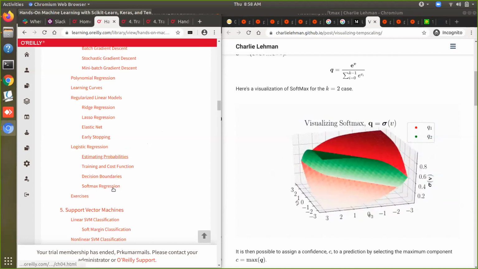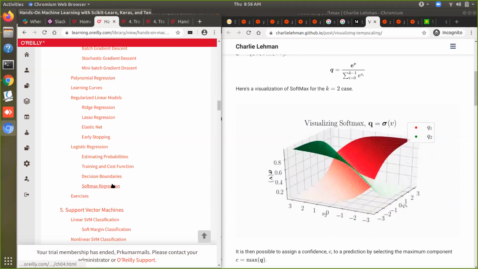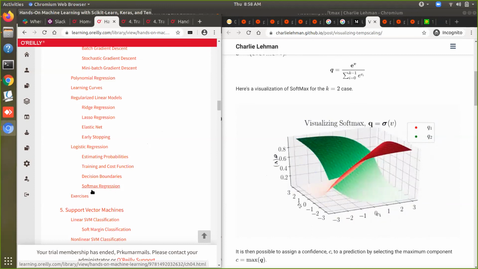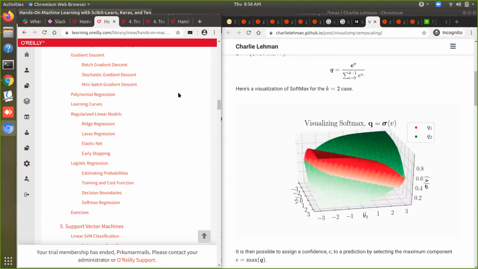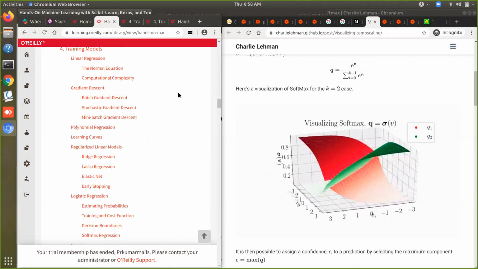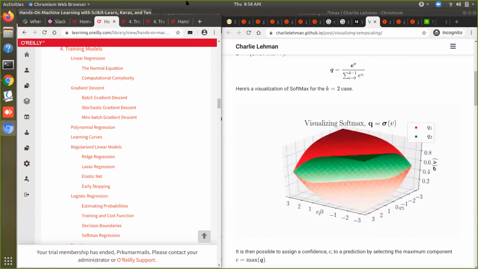And what if our classes are more than 2? We have to use Softmax regression in those cases. So these are the cases that we have seen in chapter 4. If you have any other queries, you can jump in specifically.